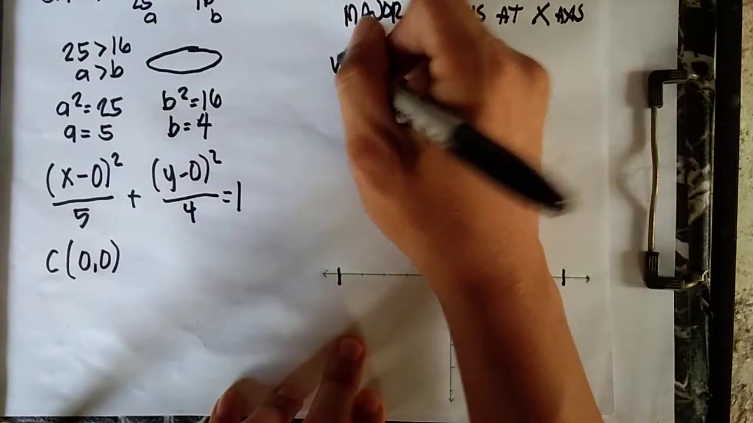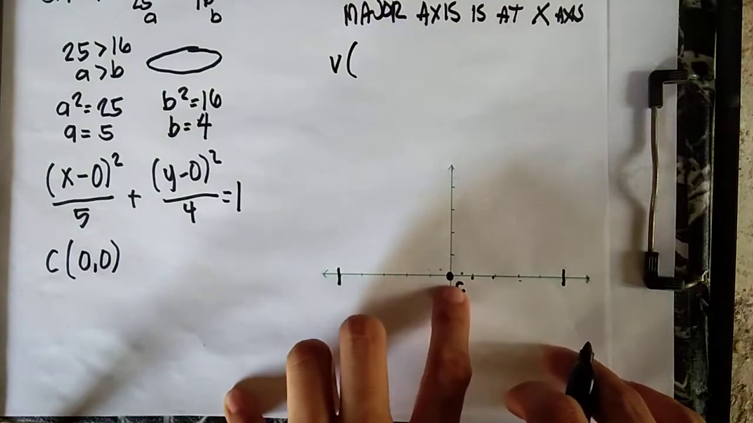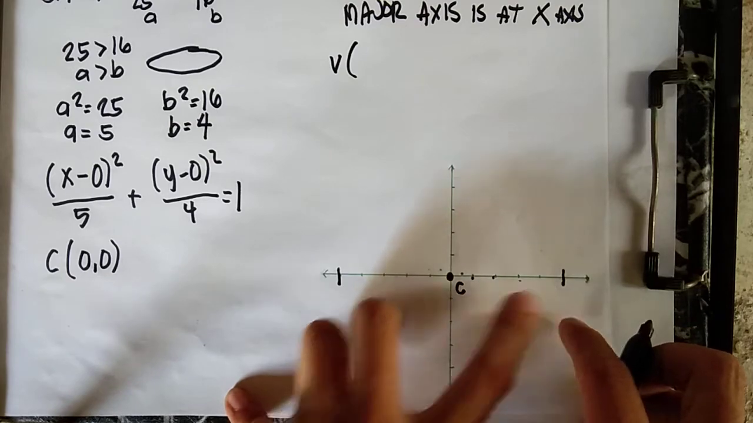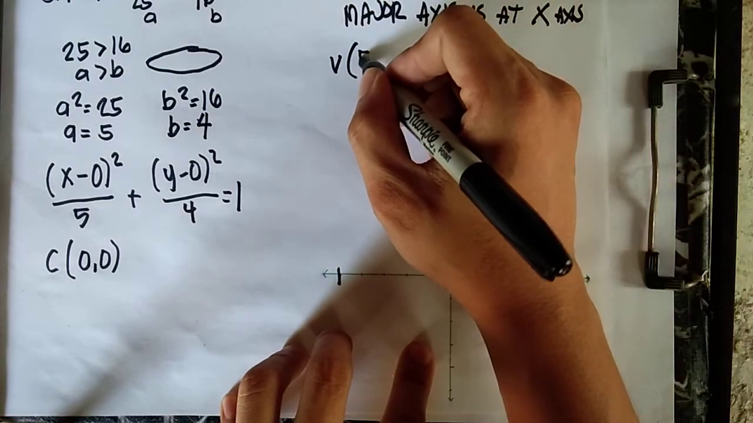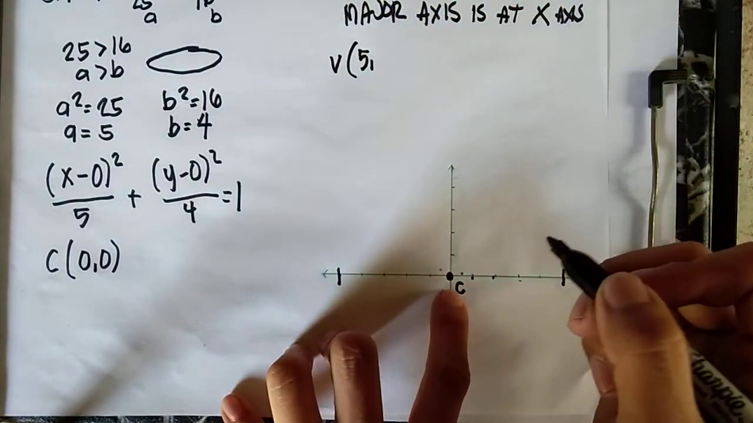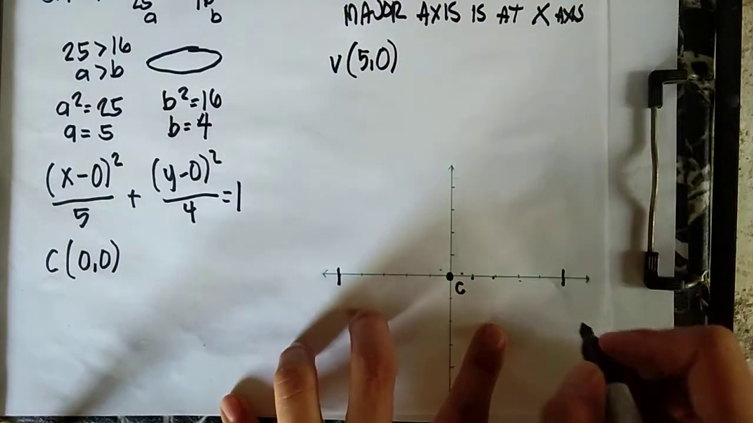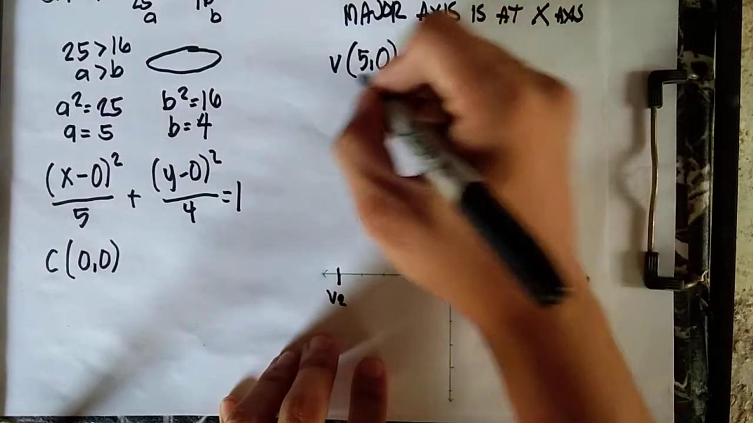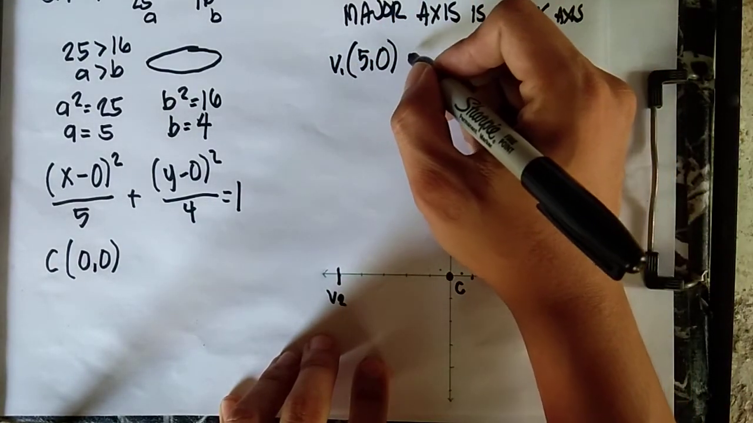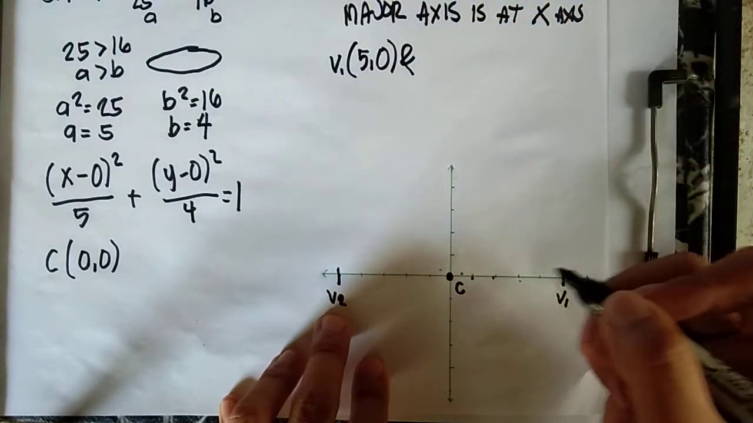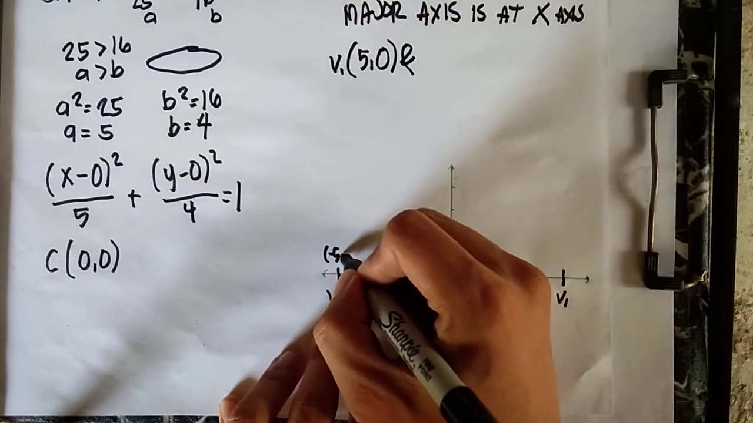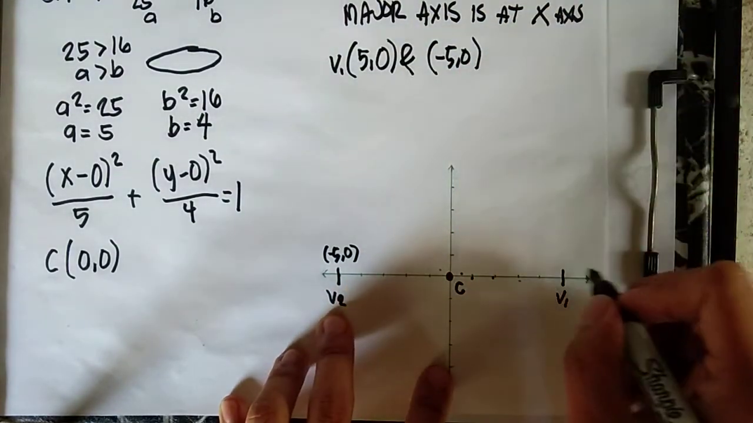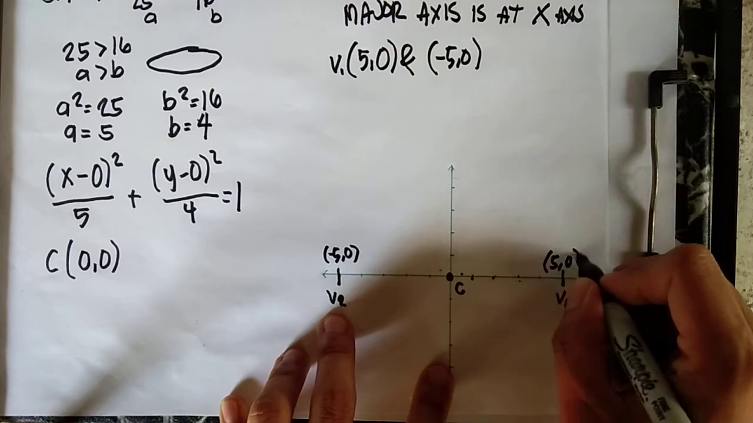So yung vertex natin, yung ating x is at 5, and ang ating y is at 0. Ito yung ating vertex 1. Ang ating vertex 2 is at negative 5, 0. Ito, lagyan natin ng note that this is 5, 0.